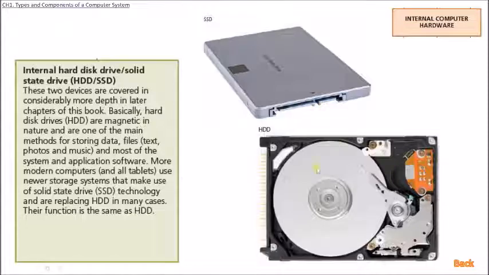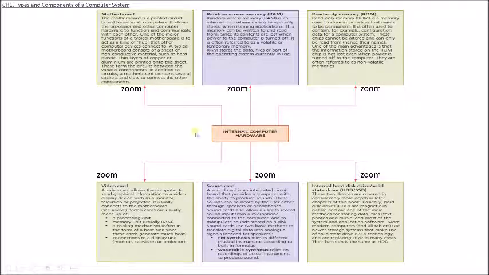Okay, now let's find out, so what are the internal computer hardware? They are the motherboard, RAM, ROM, video card, sound card, and HDD, also SSD.